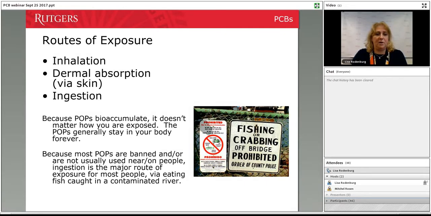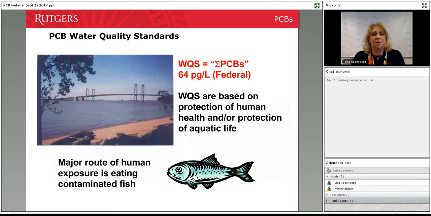The point here toward the bottom of the slide is that because I'm using the term POPs, persistent organic pollutants, of which PCBs are one type, because they bioaccumulate, it really doesn't matter how you're exposed. Once the PCBs get into your body, they stay there, and it's difficult to get rid of them. So it doesn't really matter what the route of absorption is. Once they're in your body, you are exposed, and you're probably going to carry that PCB burden around with you for the rest of your life.